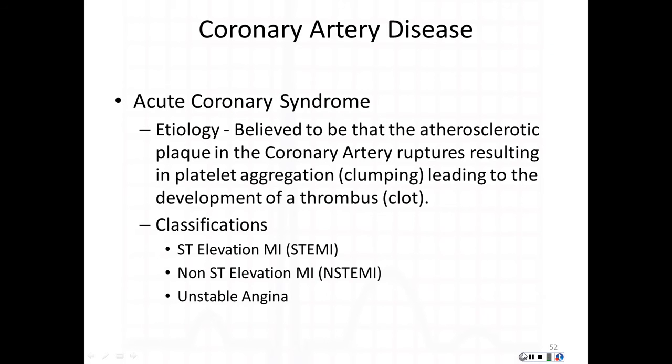Acute coronary syndrome is believed to be caused by the atherosclerotic plaque as well, and in coronary artery disease, that plaque ruptures, resulting in platelet aggregation, leading to the development of the thrombus. Because of that thrombus, what we now have is a blockage of that coronary artery, so blood can't get through. So again, we have that oxygen deprivation to the area, so we have an oxygen deficit at the muscle.